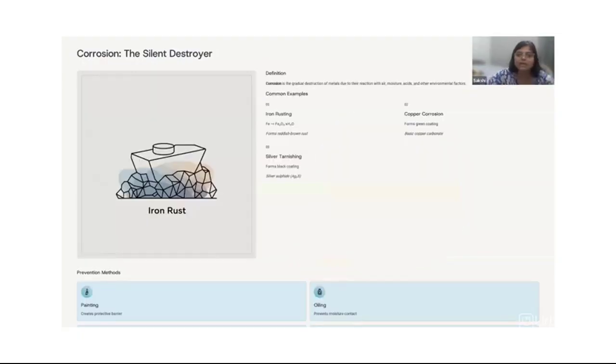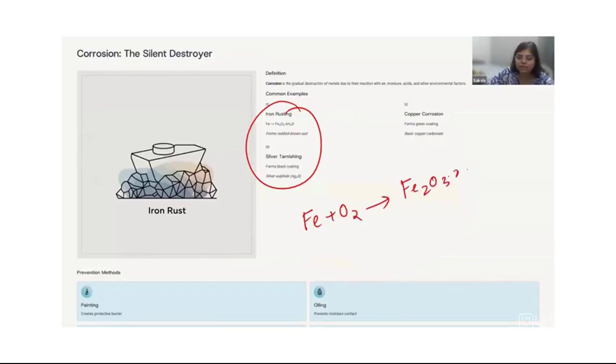Now, these are the examples of rust. That is iron. When it comes in contact with oxygen, it forms an oxide like Fe2O3.xH2O, right? So this depends, okay? The x is a coefficient which depends upon the balancing of the equation. So again, this is an example of corrosion.